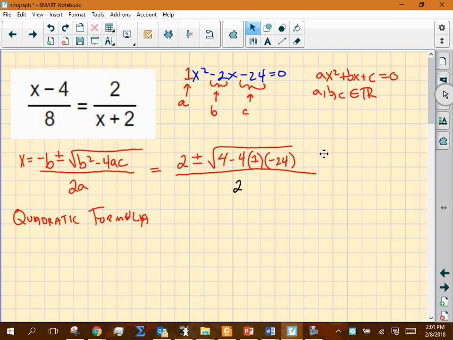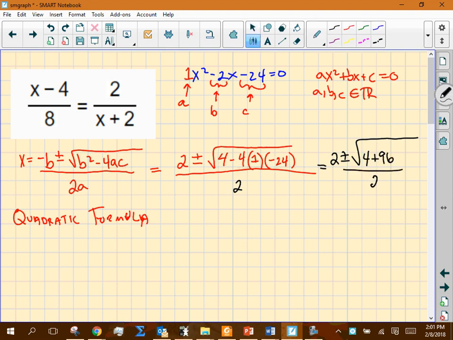Now we got some order of operations to deal with in there and evaluating. We got 2 plus or minus. Now it's going to be 4. When I take negative 4 times 1, you get negative 4, right? What's negative 4 times negative 24? It's a positive, so 4 plus. So now what's 4 times 24 then? 96. All over 2. So now, what's 4 plus 96? 100. So I get that, right? But what's the square root of 100?